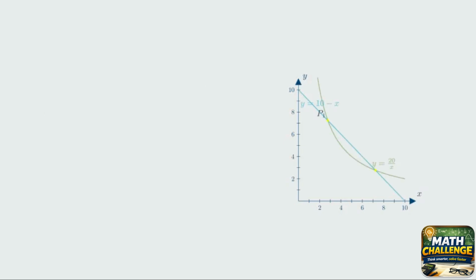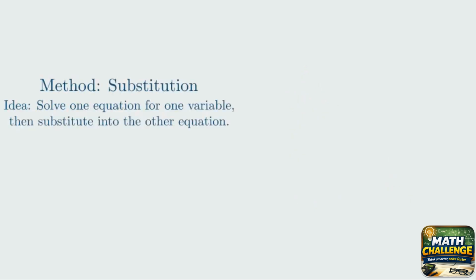There could be 0, 1, or 2 such points, which means we might find no solutions, one solution, or two solutions. The most straightforward method to solve this system is called substitution. The idea is to solve one of the equations for one variable and then substitute that expression into the other equation. Let's apply the substitution method.